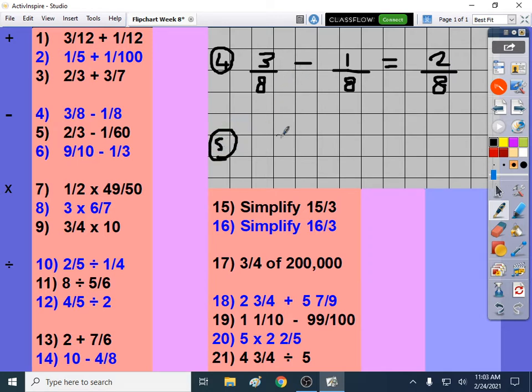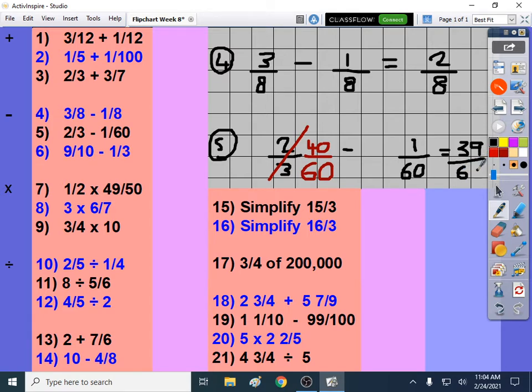Question 5. 2/3 minus 1/60th. That's actually a very small denominator, isn't it? A 60th. Whereas a third is quite a big denominator. Anyway, I want 60 on the bottom. 3 times 2 is 6. 3 times 20 is 60. So we times by 20. So times by 20 on the top. 40/60ths. Take away 1/60th. 39/60ths.